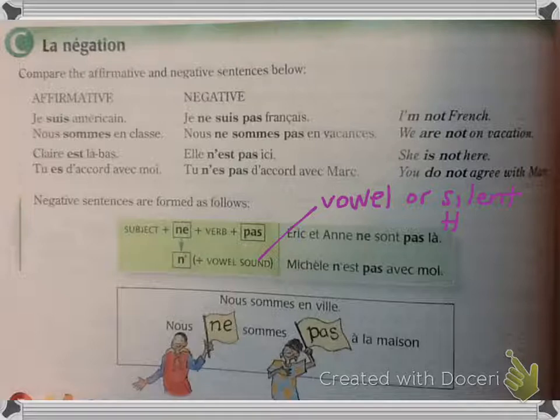Nous sommes en ville. Nous ne sommes pas à la maison. S'il vous plaît, répétez ne, pas. Nous ne sommes pas à la maison.